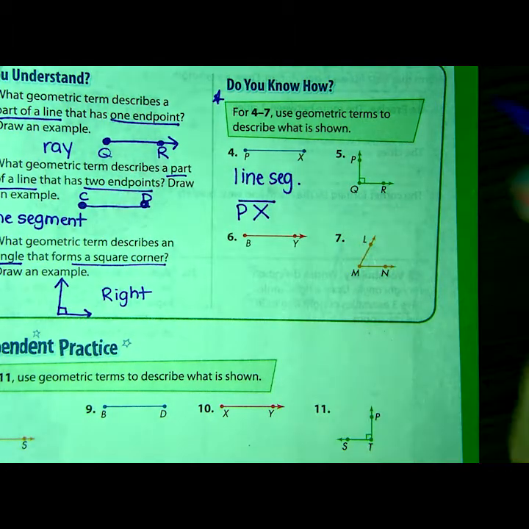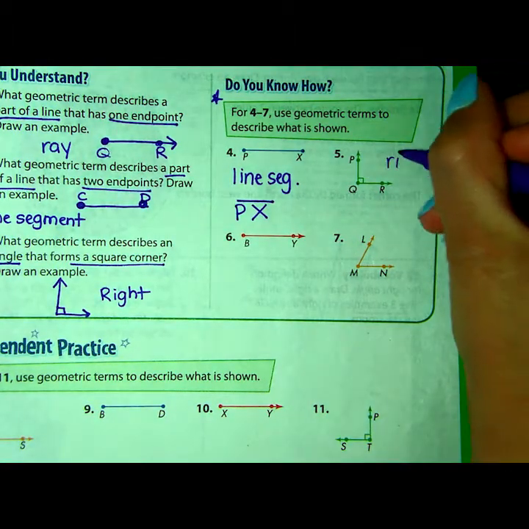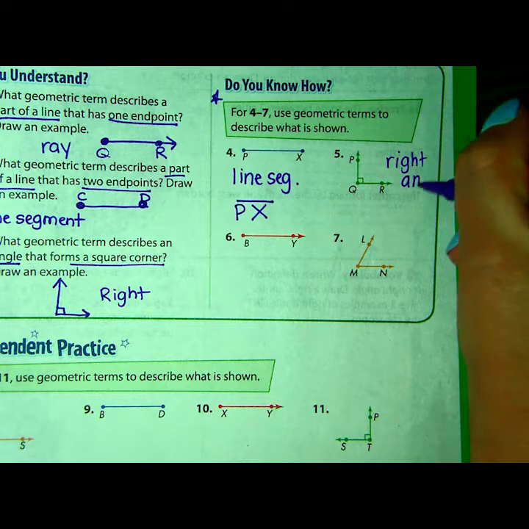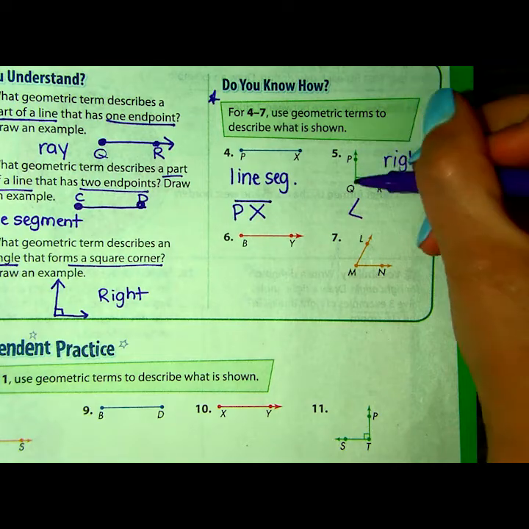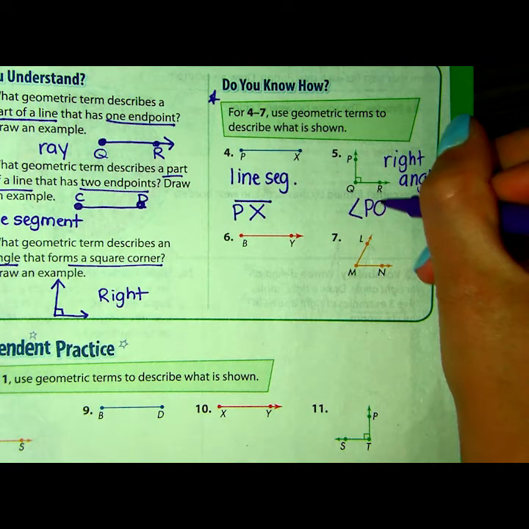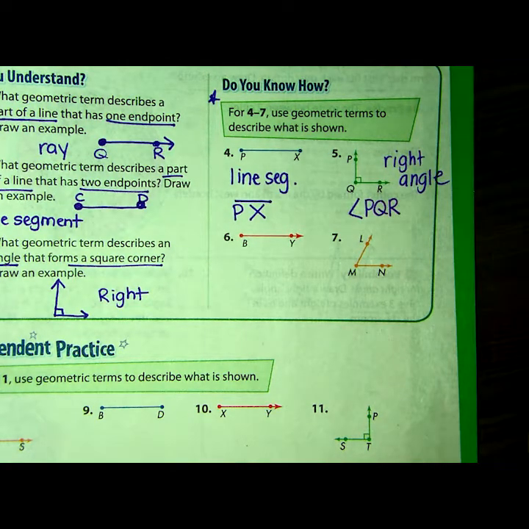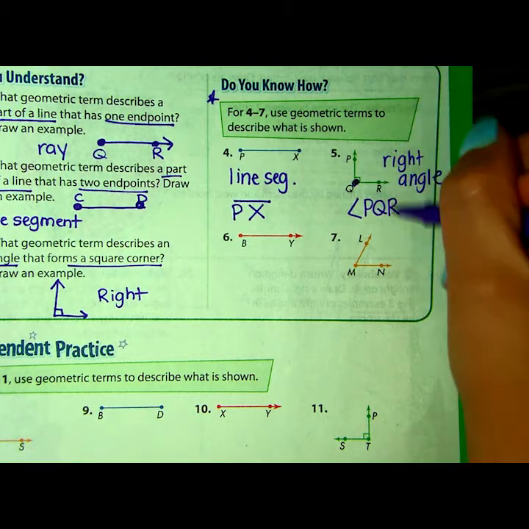This one I can see is a right angle. And if I want to name it, because they've given me the points, it would be angle PQR. Again, the endpoint that they share must be in the middle.